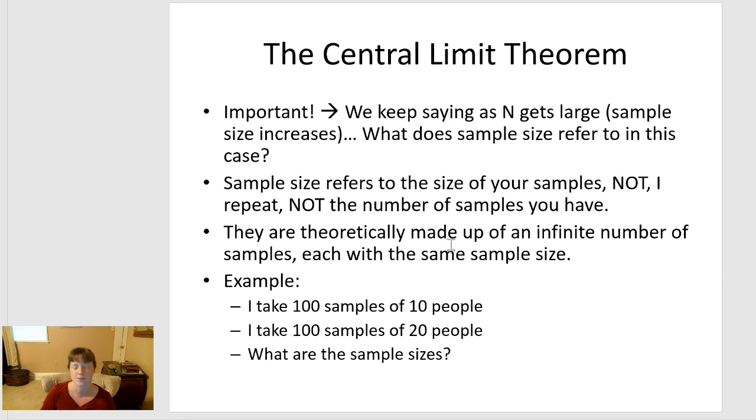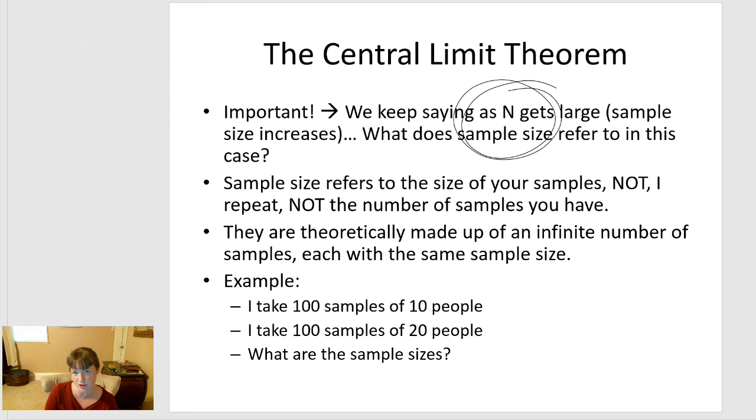All right. So something else I want to point out, because it can be a point of confusion for many students. Sample size used to mean how many numbers do you have. But in a sampling distribution, you have an infinite number of averages, right? And so sample size, when we're talking about sampling distributions, refers to how many people are in each sample. N refers not to how many sample averages you have, because that is infinity, theoretically. It refers to how many people are in each sample.